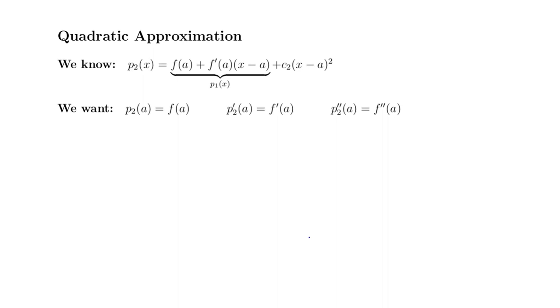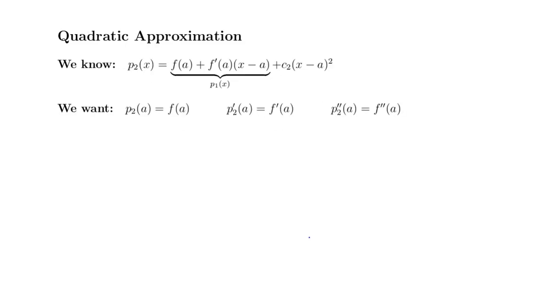We want these properties. We want the y values to be the same. We want the slopes to be the same. But now, since we're talking about a second degree term, we also want the concavity to be the same as the function's concavity at the center. So the first two things are essentially the same requirements as the linear approximation, but now we want not only the slopes to be the same, but the concavity, the curvature of our function to be the same.